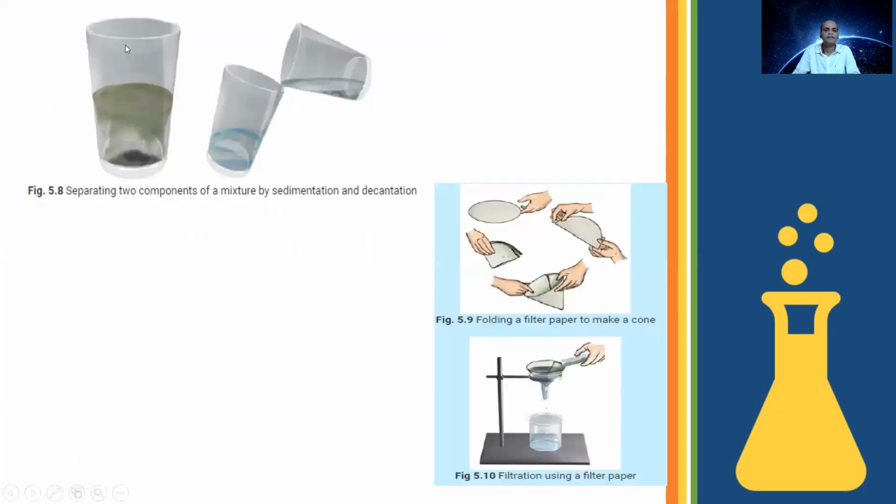You see, now dirty water is there. If dirty water is allowed to rest, then what happens? The dirt particles are collected at the bottom of the glass, right? Then what can you do? Carefully, if you pour the water, the clean water can be collected in another glass and the dirty water remains over there, right? This is called sedimentation and decantation.